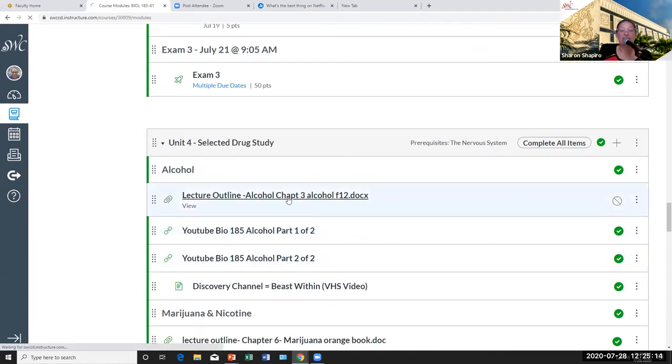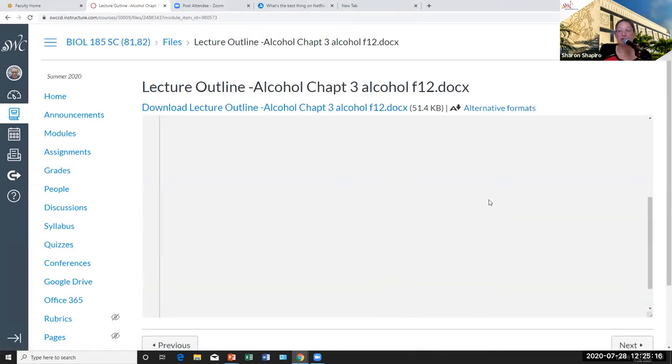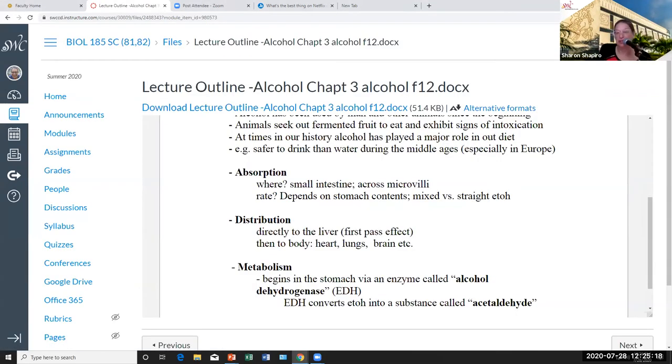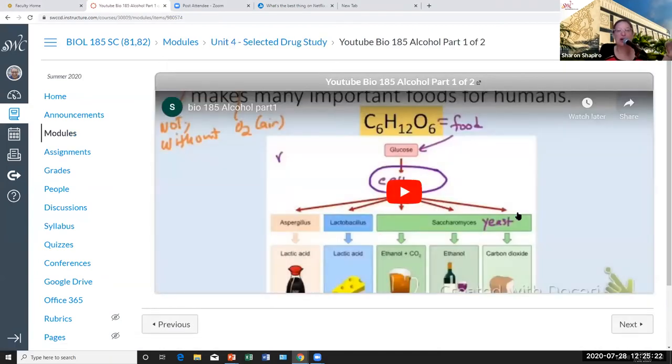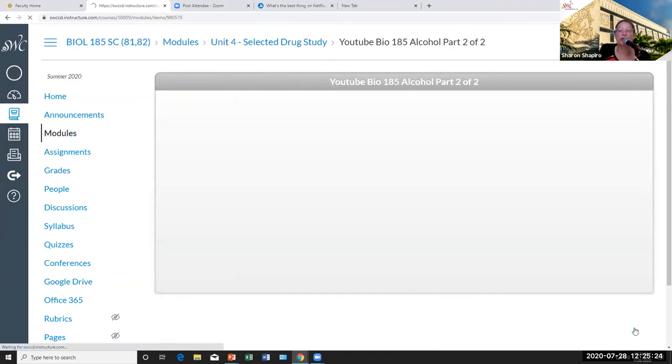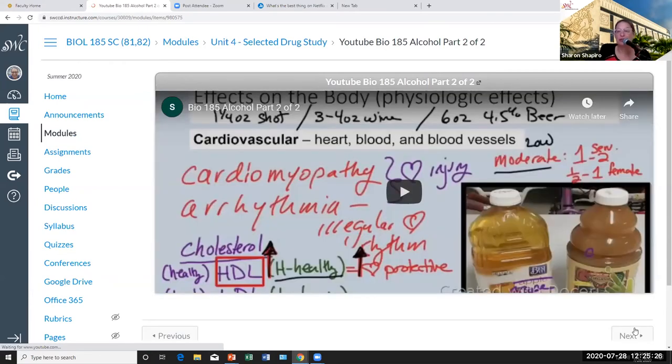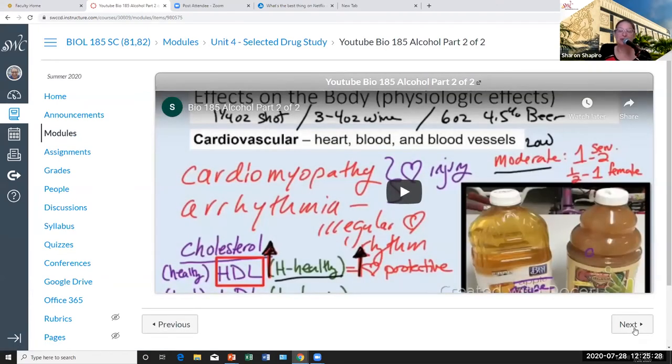If you click on there, it'll bring up your lecture outline if you want to split screen it, and then go to the next. Then you'll have the video. If you want the lecture outline up while you're watching the video, there's a part one of the video, then part two. I know I didn't cover absolutely everything, but hopefully I covered enough to get you through this content.